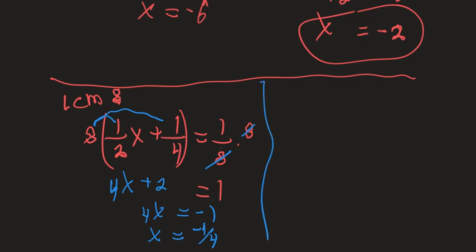So the first step there was to multiply both sides by the least common multiple. That's how you get rid of the fractions. And you can get this really nice thing here, which looks a heck of a lot better than that.